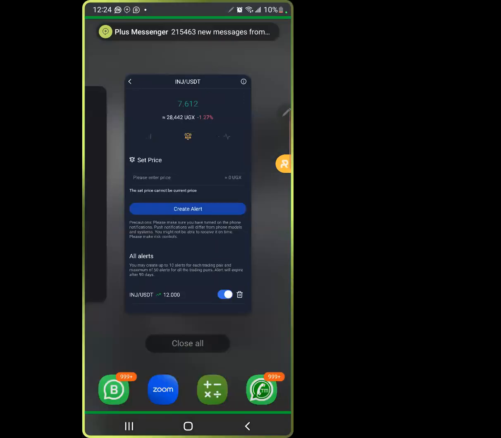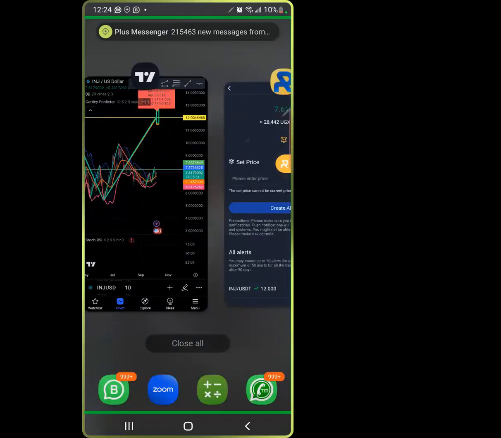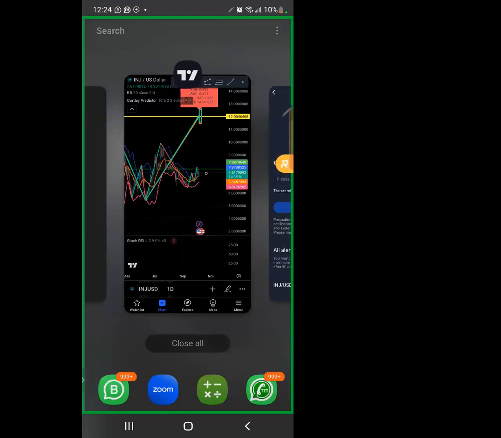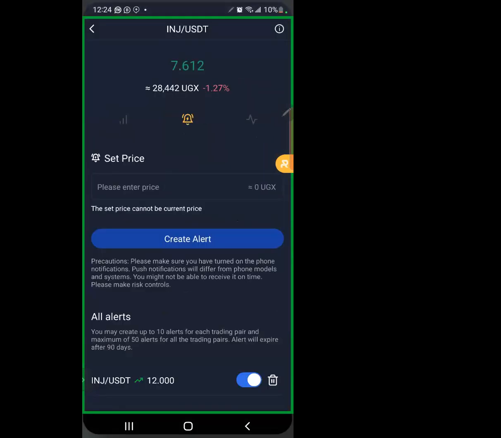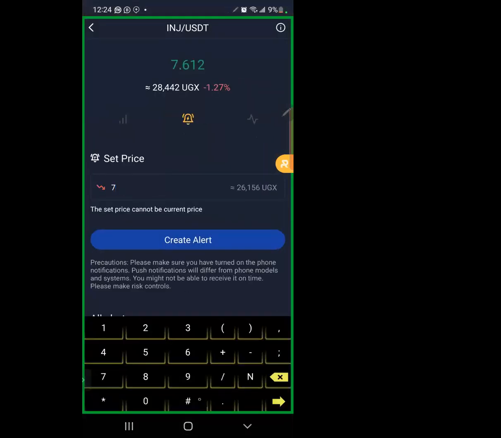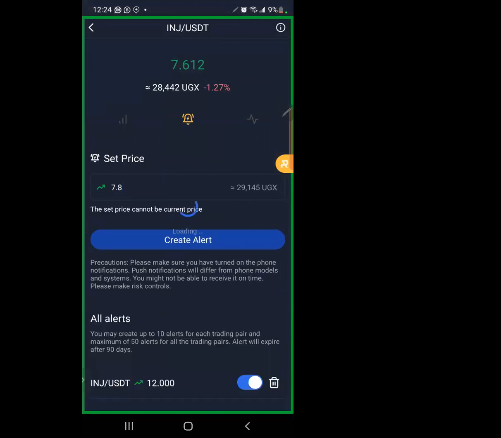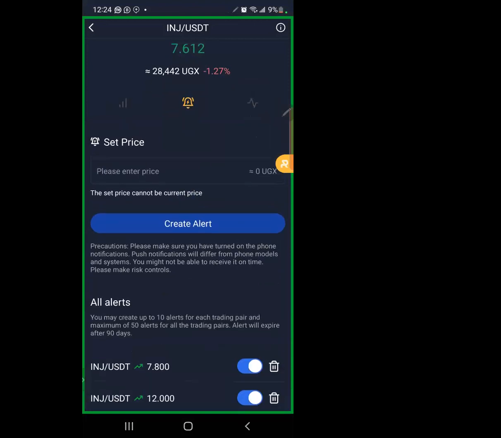Then the 4 hours, it was showing us $7.8. So you come, you set another target, 7.8. So you can have as many alerts as you want. Actually, the robot is saying you may create up to 10 alerts for each trading pair and a maximum of 50 alerts for all trading pairs. Alerts will expire after 90 days.